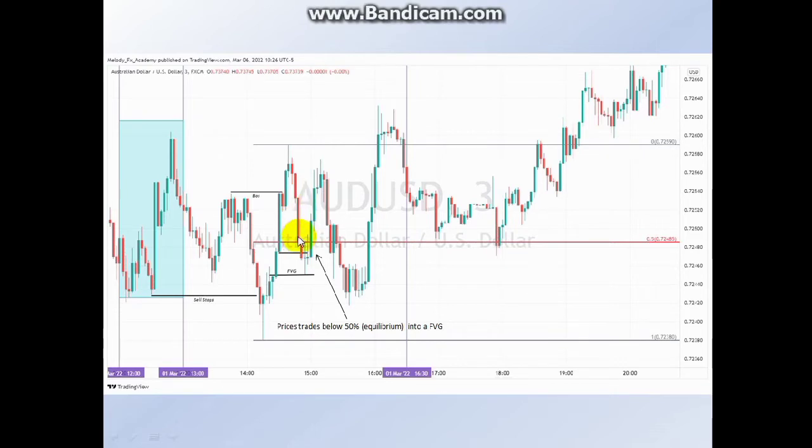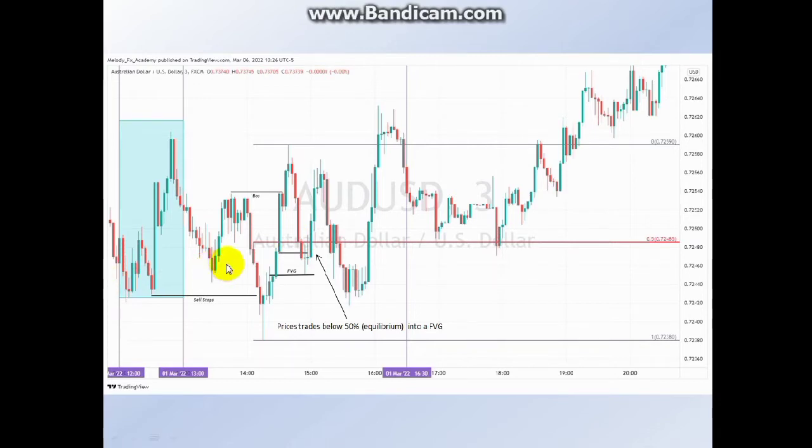Okay, so price is still above, so we are still in a premium market environment. Price drops immediately, below the 0.50 Fibonacci level. Then we can start looking for our discount array, where we can buy the market from, at a discount price.